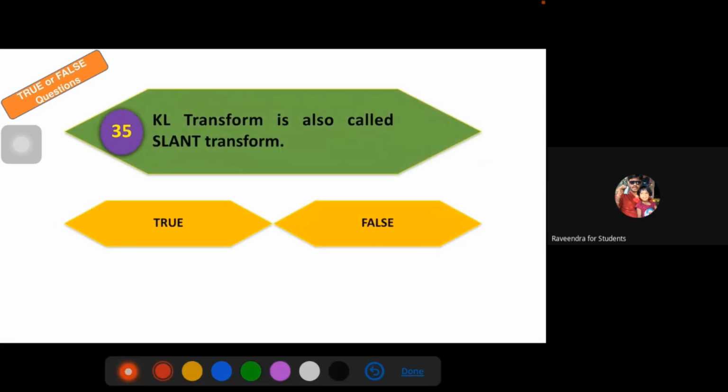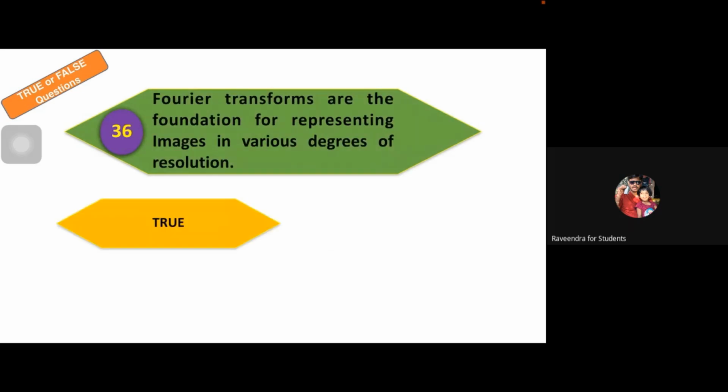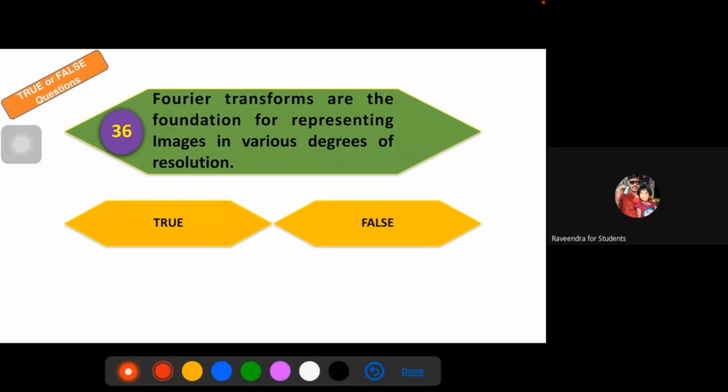KL transform is also called as slant transform. Is it slant transform? No. So, therefore, it is false. Fourier transforms are the foundation for representing images in various degrees of resolution. Fourier transform, the basis first transform, can be used to represent the images in various degrees of resolution. Yes, it's true.